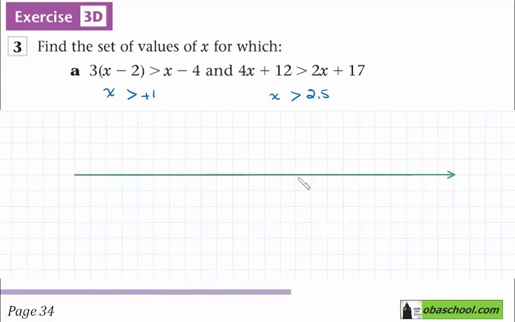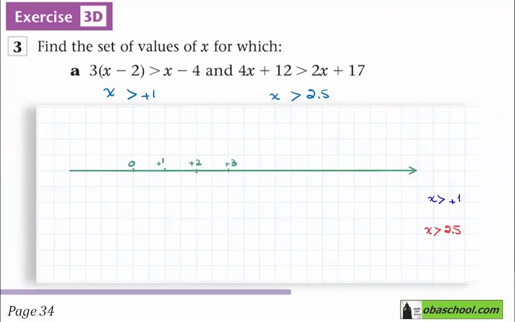On the number line, we will plot the values. First, we plot the 0 and continue plotting till I reach plus 3. And because I have small values, the scale will be every 2 squares equal to 1 unit. For the first inequality, we have the set of values of x greater than plus 1.